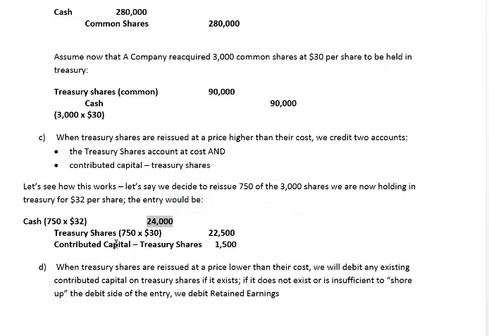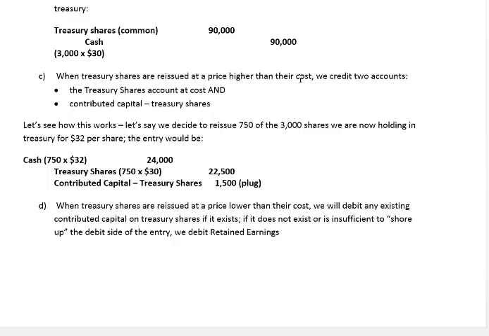And for that $24,000, we are going to reissue those treasury shares, right? Put them back out in the market, but we're taking them out of the treasury account based on the price we put them in at, which is $30 a share. The difference between the two is going to be contributed capital on treasury shares, $1,500. So we calculate the $1,500 by plugging it. Okay? Now, let's say the treasury shares are not issued at a price that exceeds their cost.